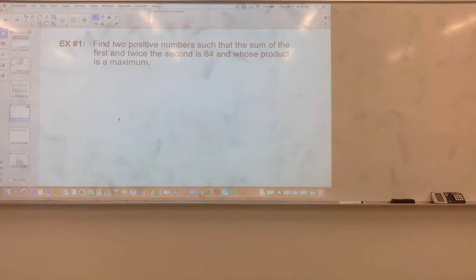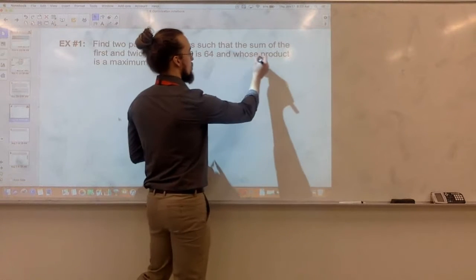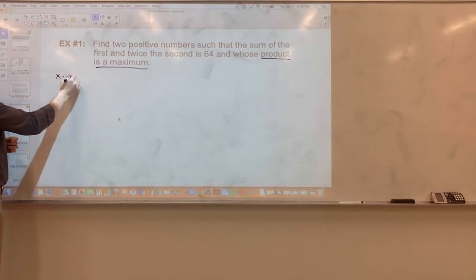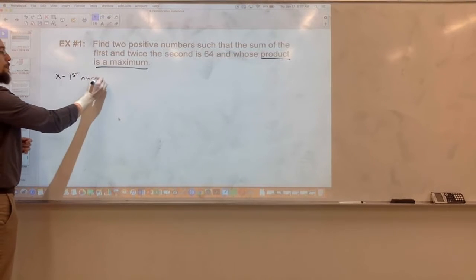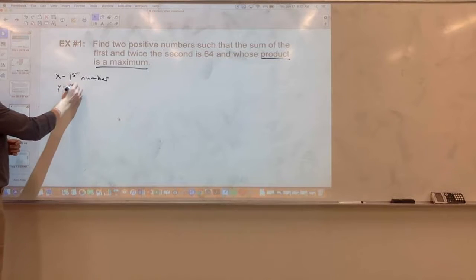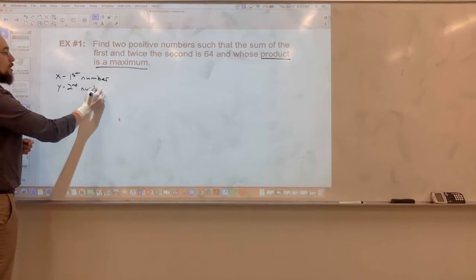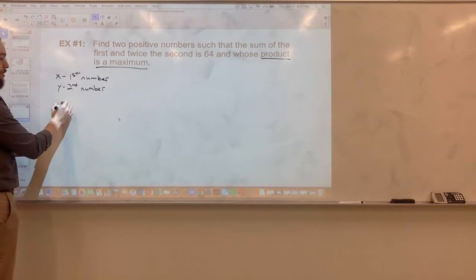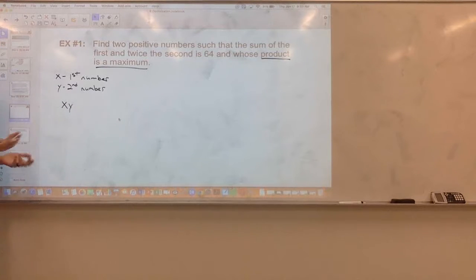Then the second step is to find the objective function. Objective function just means what do we want to maximize or minimize. Here it says we want to find the product that's the maximum. So I'm taking two numbers, and I can just denote those x and y. So I can say x is the first number, y is the second number. Then the equation that I want to maximize, we're going to call this the objective function, is just the product of those, xy.